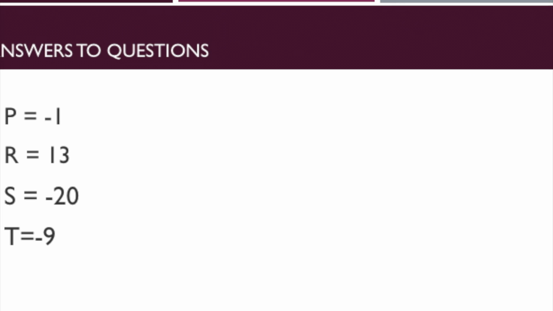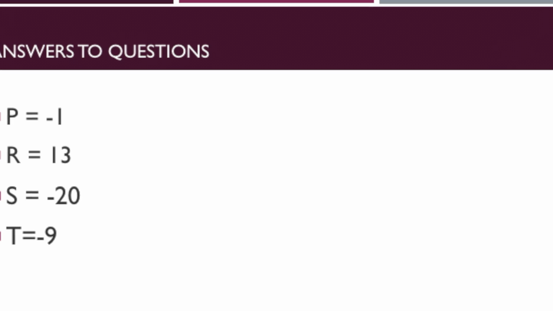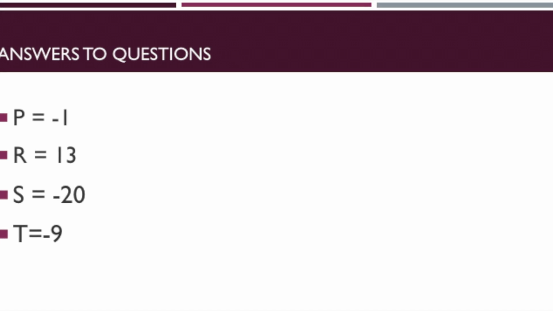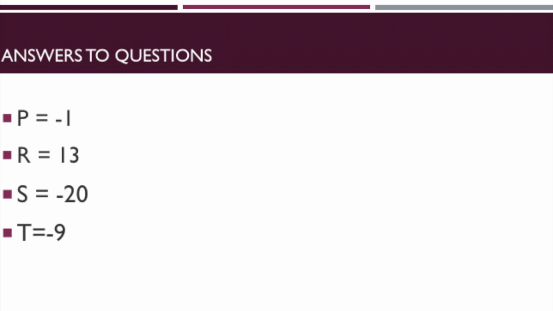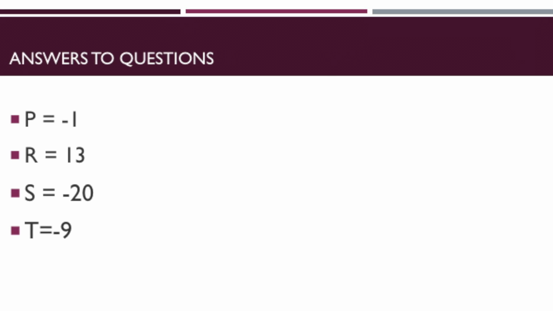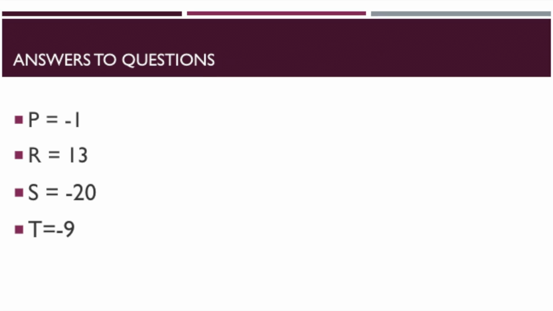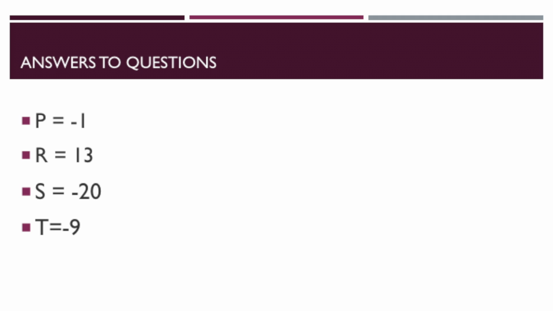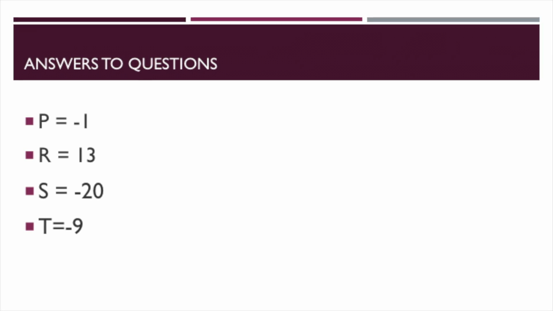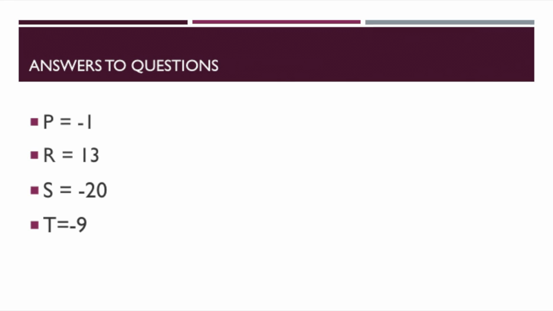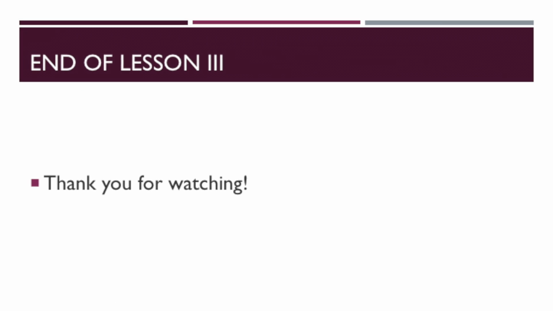Okay, so the answer to the first one, 4 plus negative 5, is negative 1. Remember, when you're adding a negative number, it's like subtracting, so it'd be like 4 minus 5. For the second one, we're subtracting a negative number, and remember, subtracting a negative number is like adding a positive number, so 3 plus 10 is 13. Now with S, remember, a positive times a negative is a negative, so 2 times negative 10 is negative 20. And for T, remember, a positive divided by a negative is a negative, so 27 divided by negative 3 is negative 9. So that ends lesson 3.